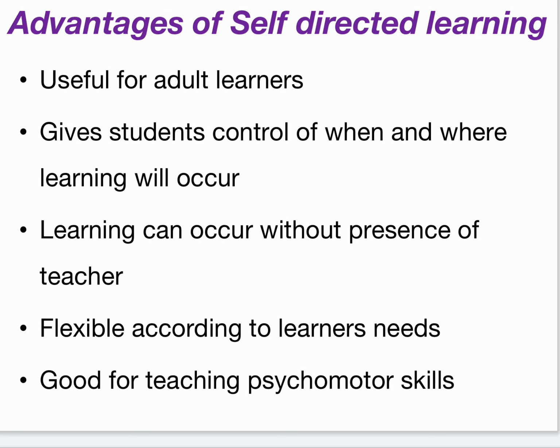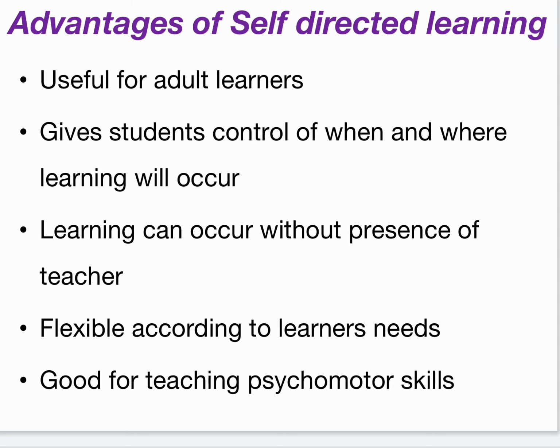The advantages include, it is very useful for adult learners because they can skip through what they have known. They are very picky learners. They don't have much time to waste. So they should get whatever they intend to learn. That is the characteristic of adult learners, right? So it is very useful to them because they can focus on the areas they require for the learning.